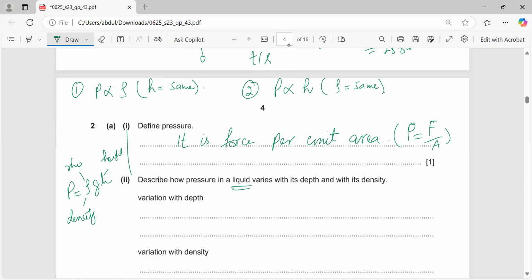So as we are going up, the number of molecules pushing us becomes less. You can think: less mass, then less force and less pressure. So pressure is directly proportional to depth. So easily we can answer this question.